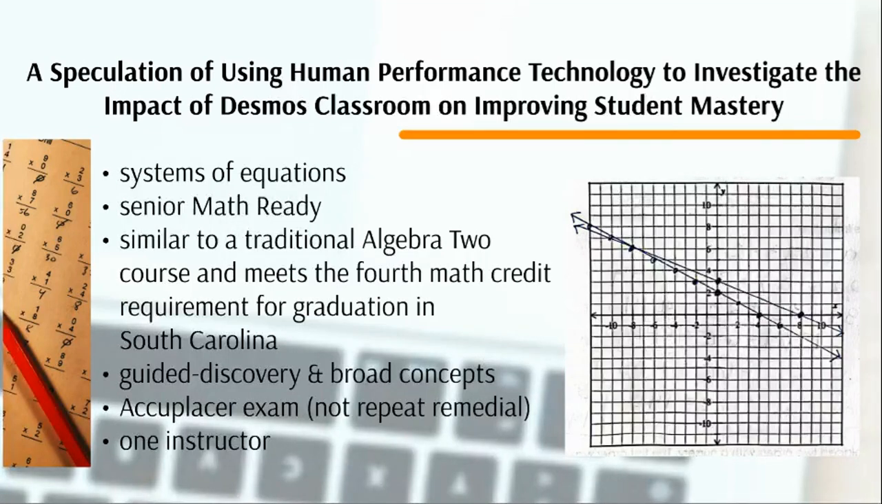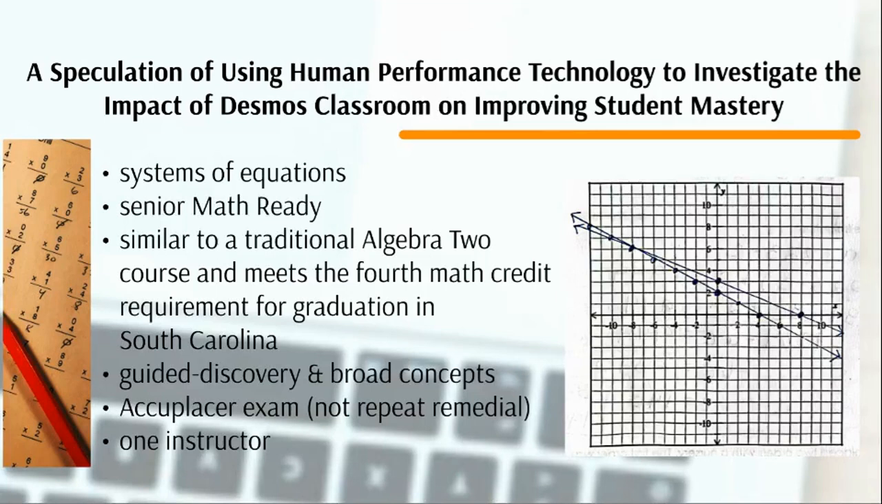The context is a high school senior last chance course that uses the Math Ready high school curriculum developed by the Southern Regional Education Board. The curriculum sequence is similar to a traditional Algebra 2 course and meets the 4th math credit requirement for graduation in South Carolina. The curriculum is mainly guided discovery and focuses on broad concepts rather than more complicated procedures in a second-year algebra course. The course prepares students who plan to attend technical or community college to be successful on the Accuplacer exam, allowing them not to need to repeat remedial math using unnecessary time and money in their goal to obtain a certificate or degree.